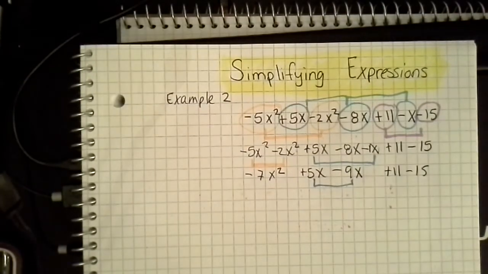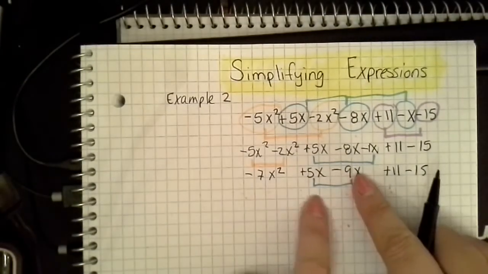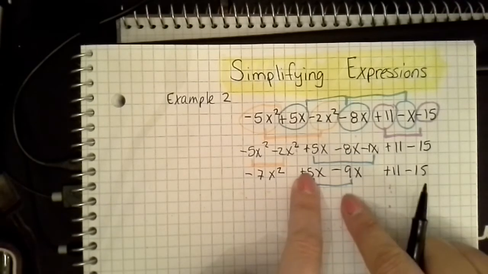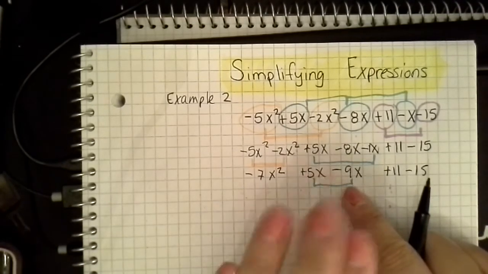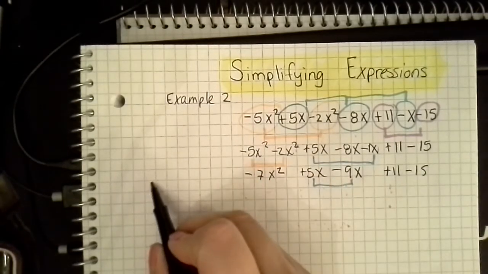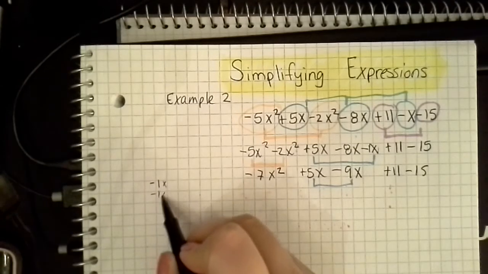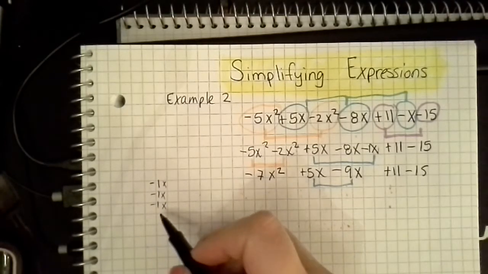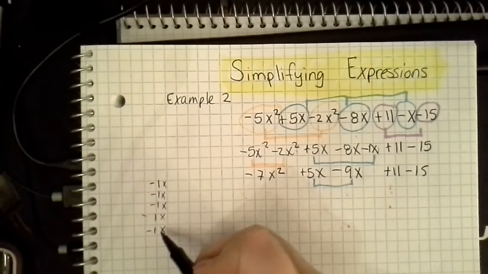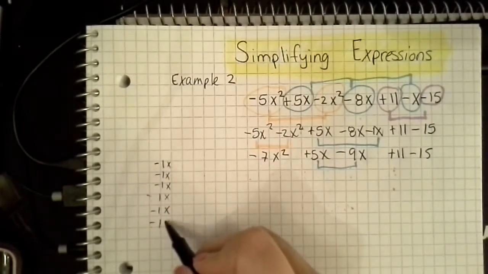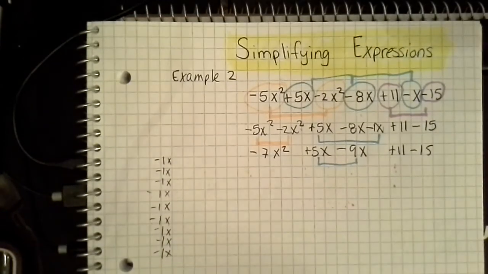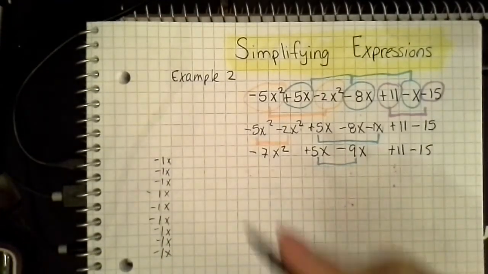Combining those together, I have 9 negatives and 5 positives. I can match 5 of these with 5 negatives, leaving me with 4 negatives left over. And you could do that on the side. You could do negative 1x, negative 1x, negative 1x 9 times: 1, 2, 3, 4, 5, 6, 7, 8, 9. And then I have 5 positives.